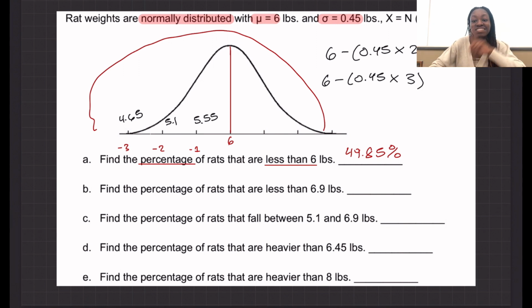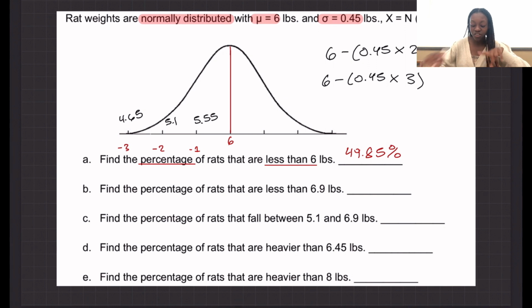It covers the entire curve, right? So for it to be 99.7%, it's got to be the whole curve. If it's just going to be half of the curve, it's going to be just half of 99%. So 49.85% is the best half that the calculator gave me. So that is the percentage of rats less than 6. Because going down the standard deviation curve, all of those numbers are less than 6.